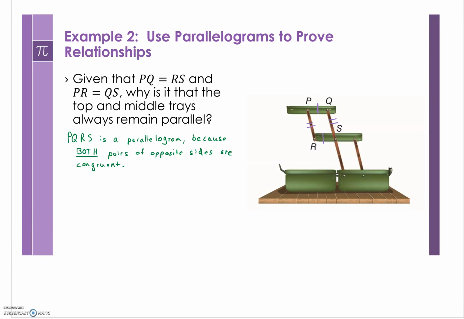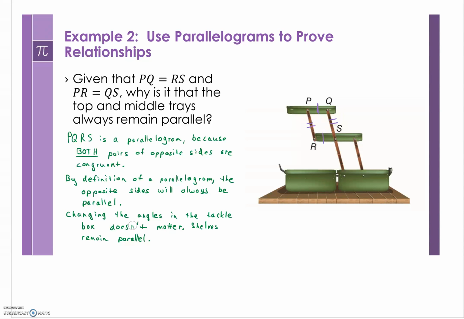So PQRS is a parallelogram because both pairs of opposite sides are congruent. So what does that have to do with the sides remaining parallel? Well, think about your definition of a parallelogram. The opposite sides will always be parallel. It means it doesn't matter how much I shift that or how much I change angle P and S, and angle Q and angle R. The shelves will always remain parallel to each other.